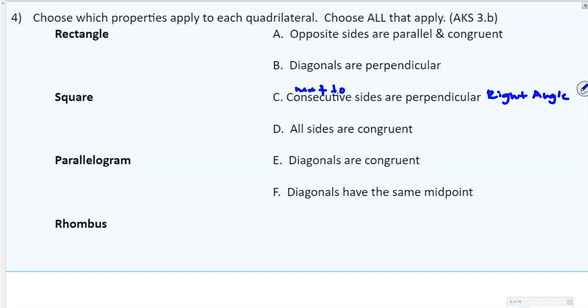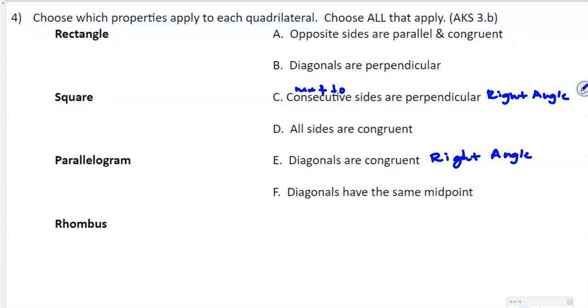And then down, all sides are congruent. I think you know what that means. Diagonals are congruent. So the shapes that have diagonals that are congruent are the shapes that have right angles. And this is a way for you guys to memorize it, okay? It's a handy piece of information, okay? So now let's just talk through the rest of these.